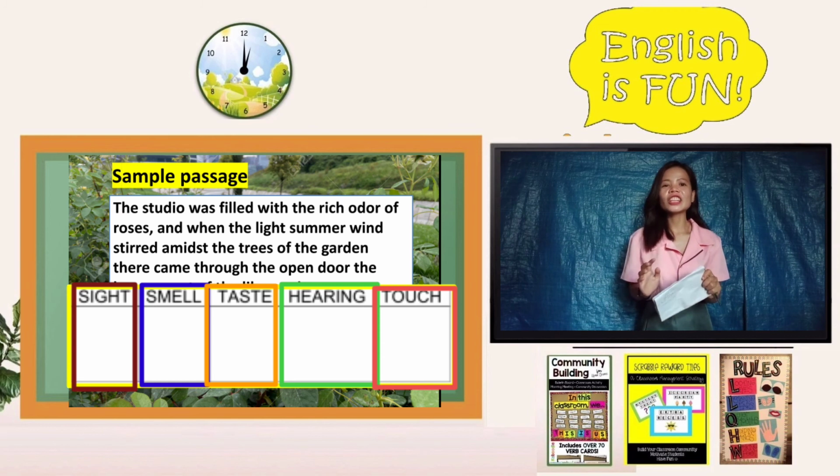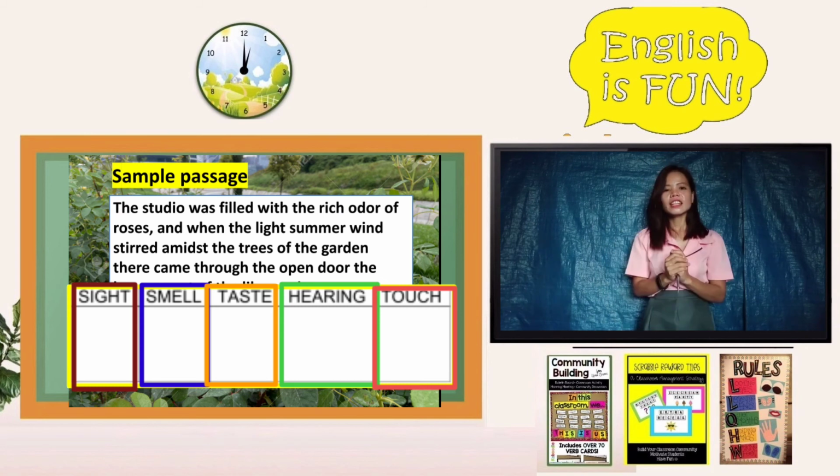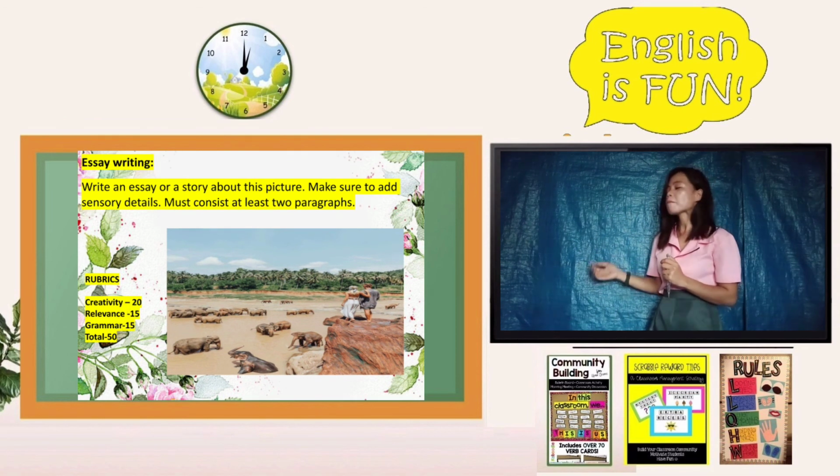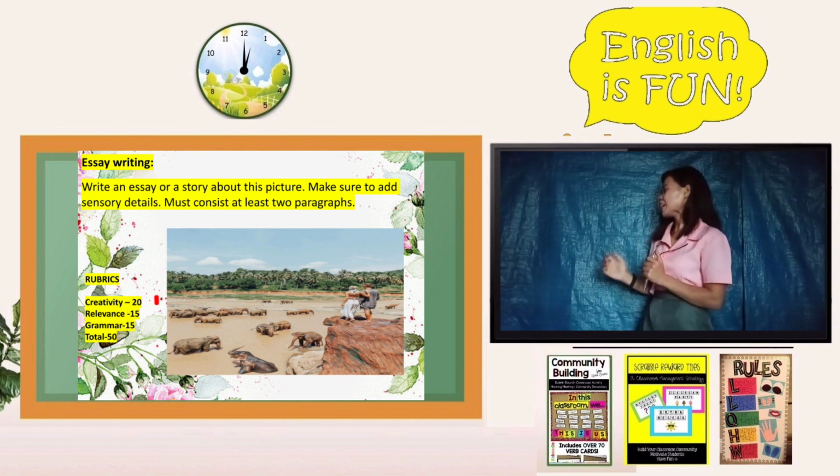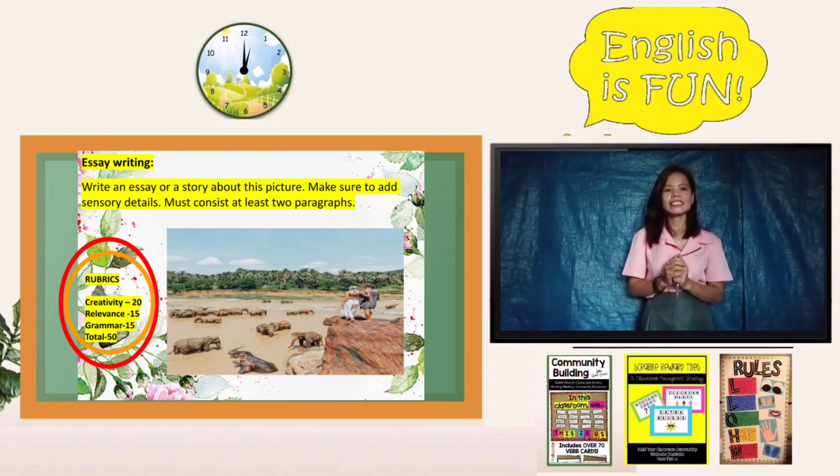Now, to check your creativity in writing, let's have an essay. Class, listen carefully. I want you to create an essay or story about this picture. Make sure to add lots of sensory details. It must consist of two paragraphs. You got me? Any question regarding my instruction? Before that, use your criteria or basis in doing your task, class. I'll be giving you 15 minutes for that. You may now start your task. Time's up, class. Pass your paper.